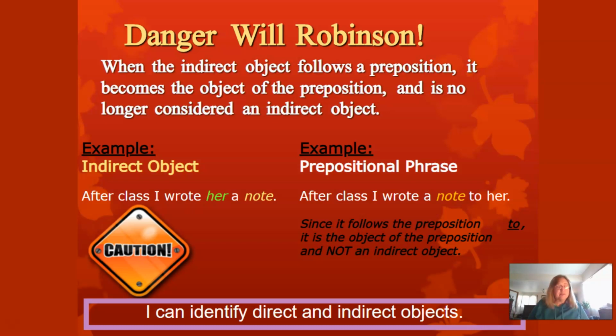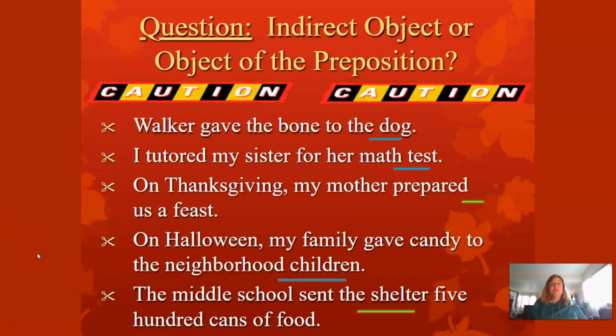But in the second example, same idea, but now I don't have an indirect object anymore. After class, I wrote, what did I write? I wrote a note, that's my direct object, to her, prepositional phrase. Because it's after the direct object, it is no longer an indirect object. So position matters, okay? Position matters. So let's try that. On these sentences, I want you to decide, is there an indirect object or is there an object of the preposition? And the underlines are kind of in the right place, not all of them.